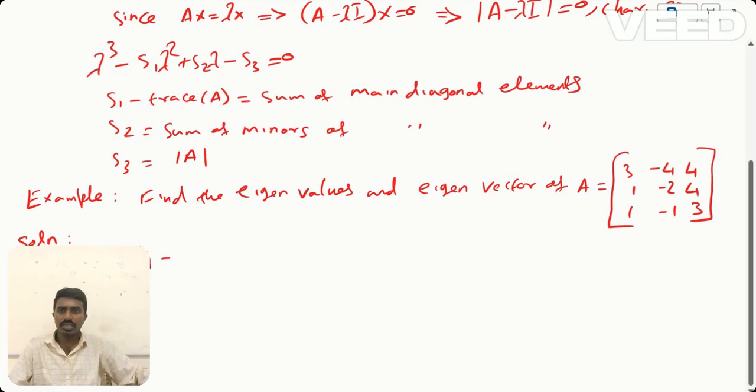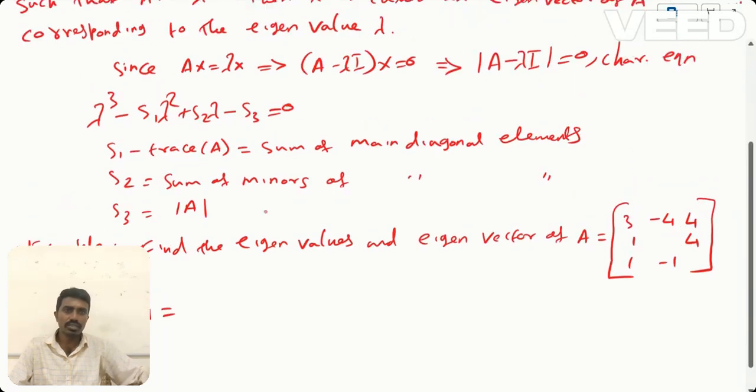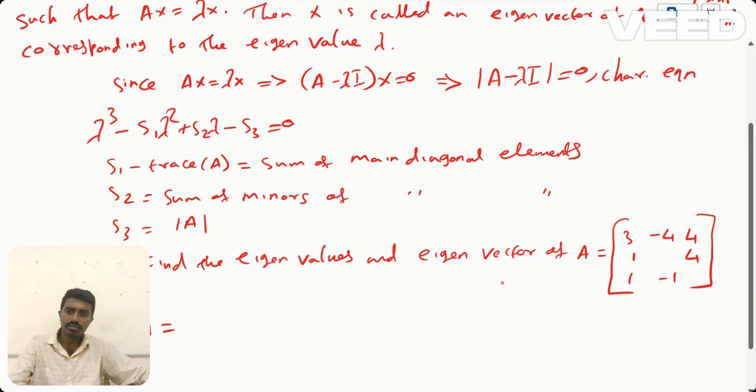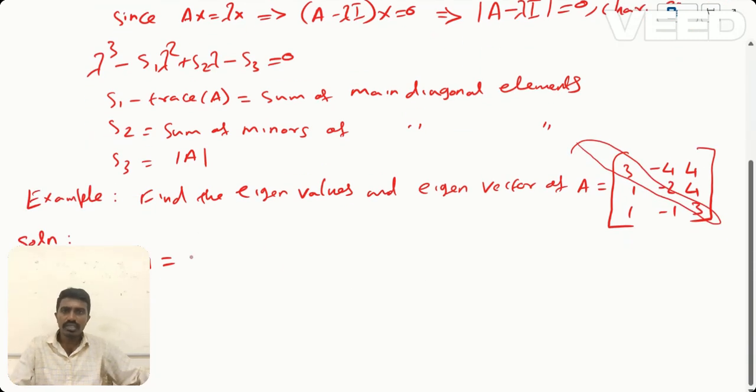We know that s1 is the trace of A, that is the sum of main diagonal elements. So these are the main diagonal elements. Now sum these values: 3 minus 2 plus 3, which is equal to 4. And s2 equal to the sum of minors of main diagonal elements.